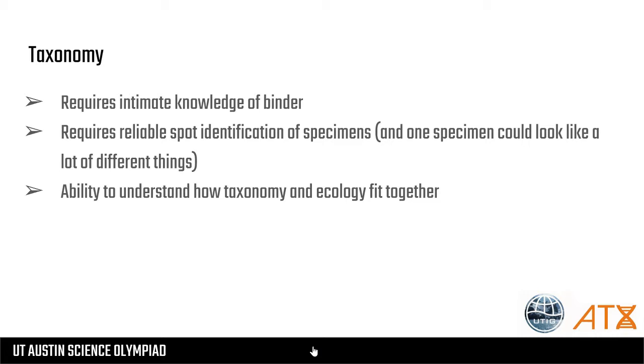Taxonomy also requires reliable spot identification of specimens, and one specimen could look like a lot of different things. That's what I learned the hard way in Rocks and Minerals. Yen was also talking about that earlier when she was saying how she used to actually go to museums or festivals or fairs or science events to get to know all the different ways a rock could look or be produced. You should also be able to understand how taxonomy and ecology fit together, especially for events like ornithology: how climate change is affecting the distribution of certain things, how tectonic shifts affect the distribution of rocks and rock types.